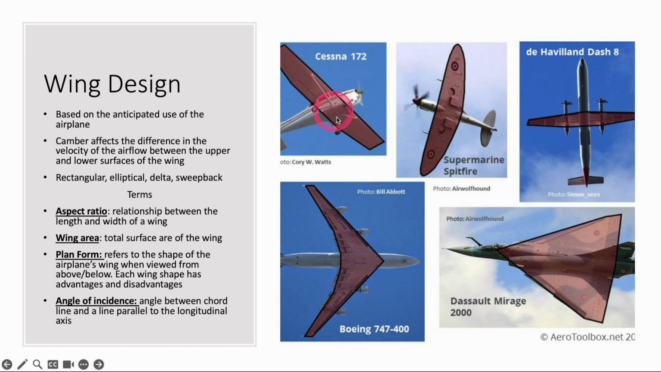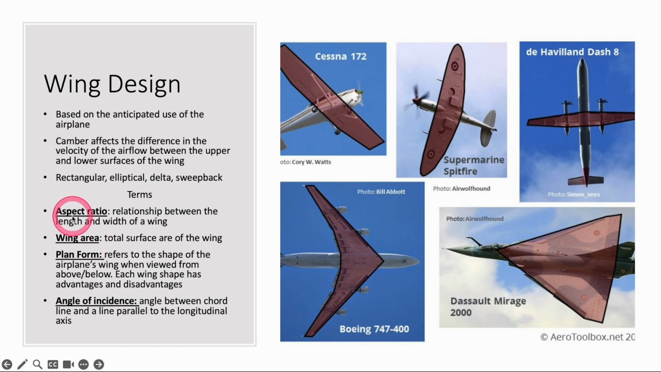Does it need to go light speed, like something like this? So really, wing design is dependent on its intended use. They each have their trade-offs. Some, like this, are not going to glide very well. So if you lose engine power in something like a fighter jet, they're not going to be able to glide very well. They're going to descend pretty quick. Whereas something like this can glide very far.